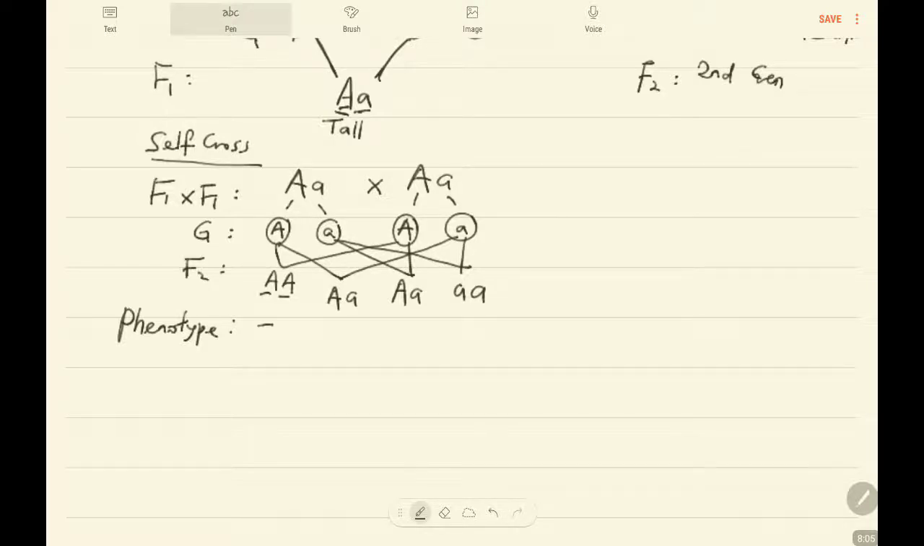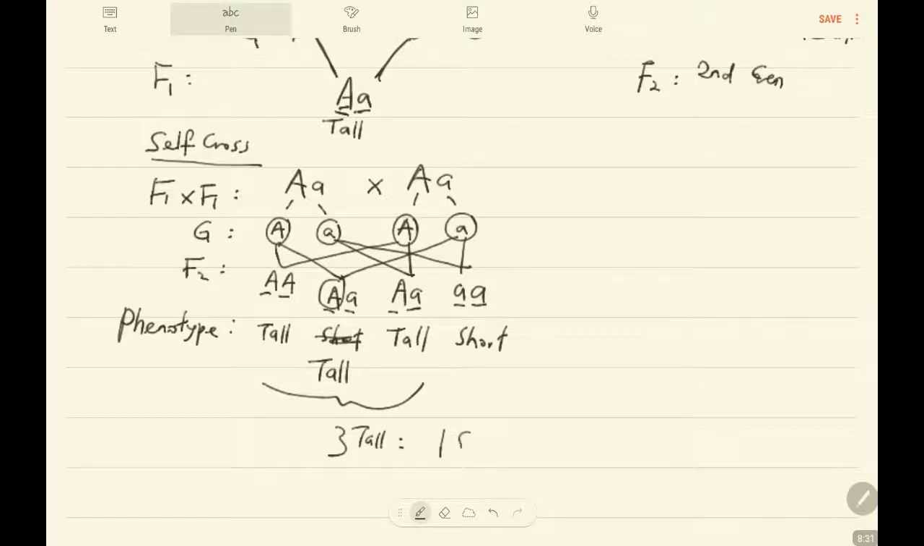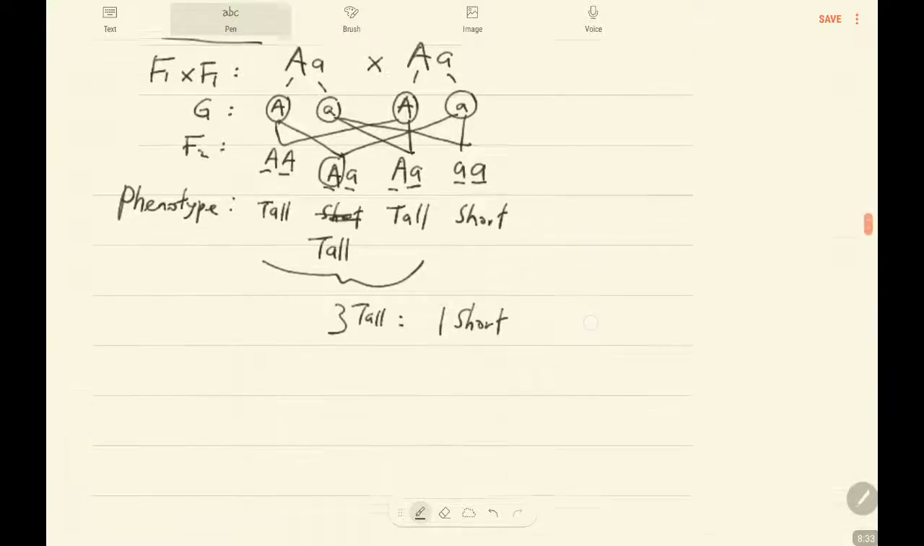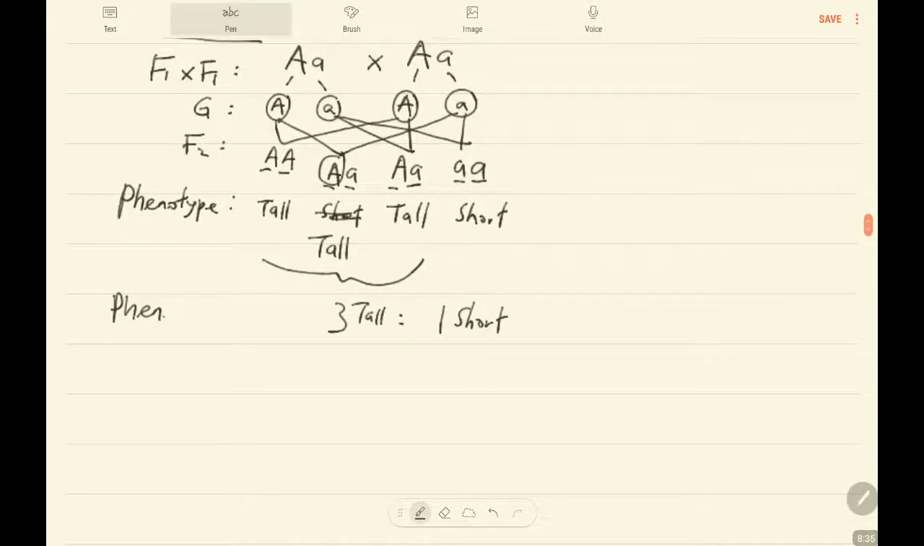Big A is tall. Big A, small a, is tall. Okay, it's tall because it has the dominant allele. This one, big A, small a, also tall. Small a is short. So we say that the ratio here is 3 tall to 1 short. Okay, so this is the phenotype ratio, 3 tall to 1 short.